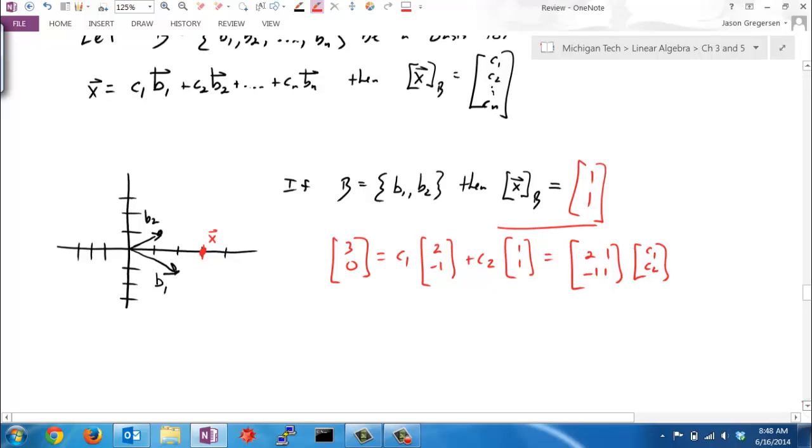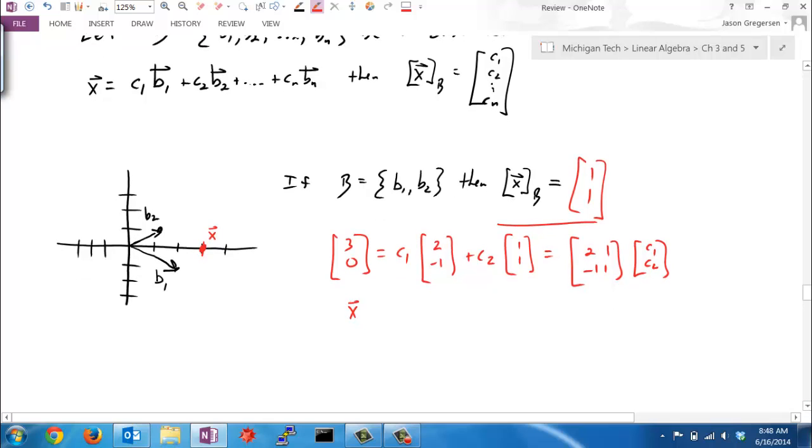If we look at what these pieces are, this was just my vector in my standard basis. This is just a matrix that has the basis vectors for columns. And whatever that C1 and C2 are, that's going to be my coordinates in my new basis. That's the equation I can get from this. And this is really what we're asking on the quiz on question 2B and C.